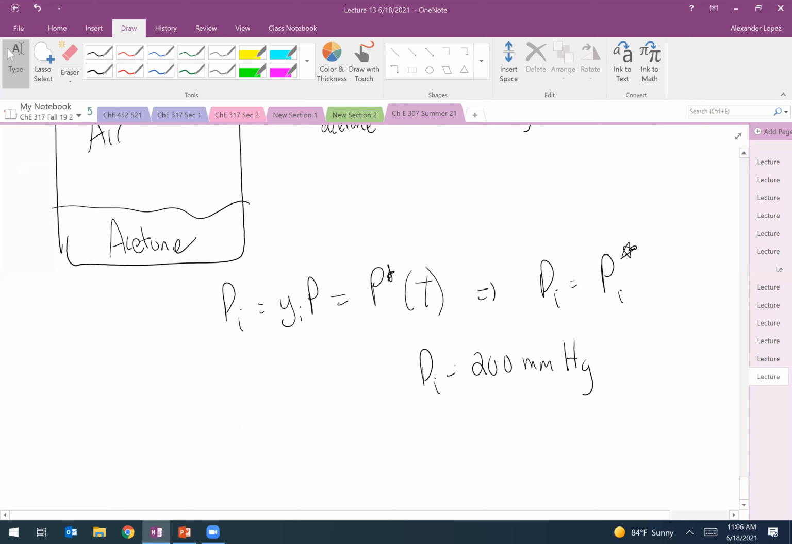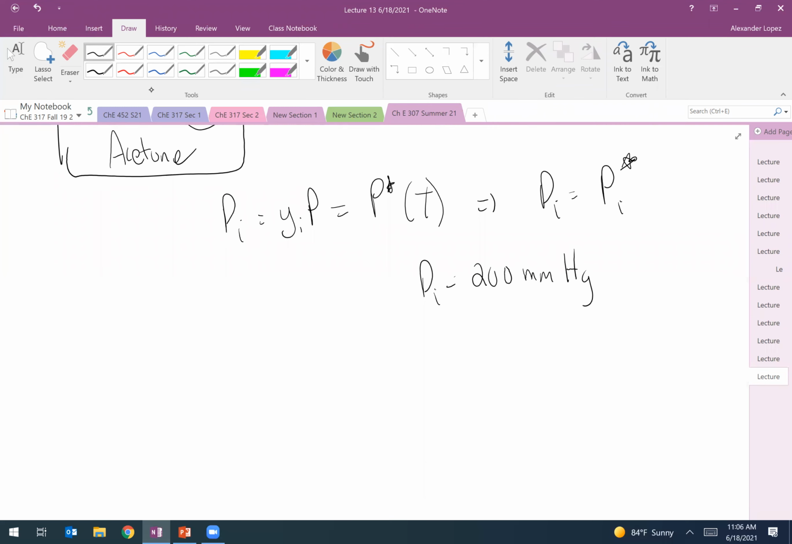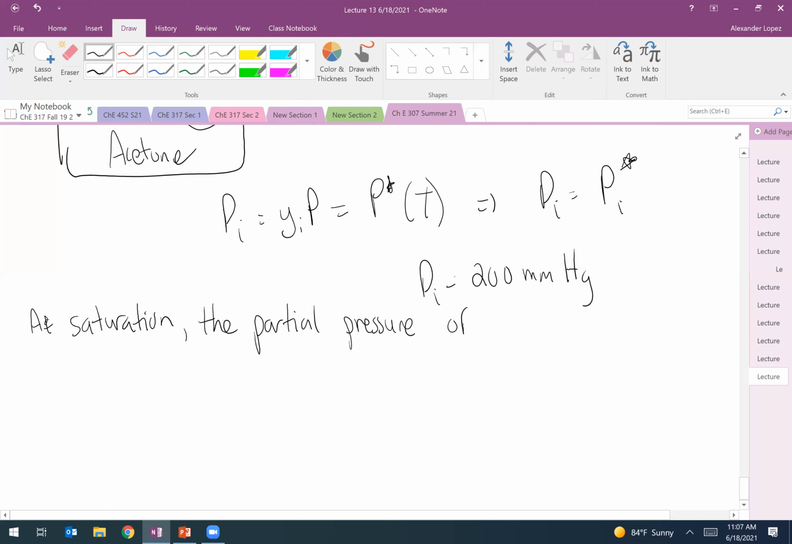So at saturation, the partial pressure is equal to the vapor pressure. I'm gonna put that in a box. At saturation, the partial pressure of a species equals the vapor pressure of that species.